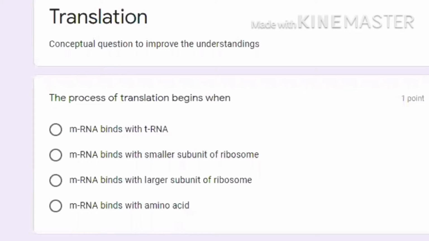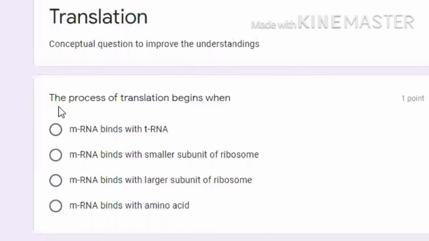You know very well, translation is the process by which RNA, which is bringing the coded information in the form of the sequence of nitrogenous bases, is being translated into the sequence of amino acids with the help of transfer RNA on ribosomes. Okay, this we have already discussed in the previous videos. Now let us solve the questions.